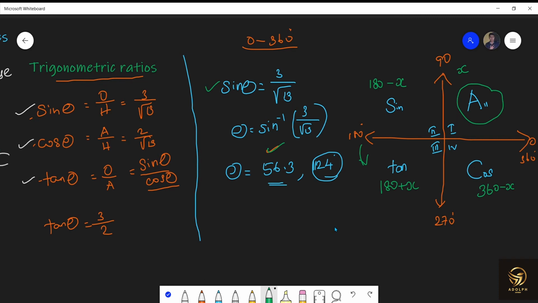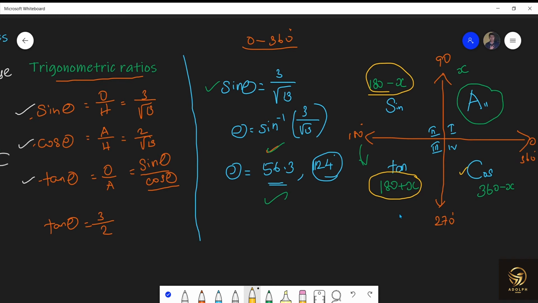I'm repeating: the first quadrant value of all three trigonometric ratios is what we get in the calculator. For the second value, if the ratio is sine, then do 180 minus x. If it's tan, then do 180 plus the calculator value. And if the ratio is cos, then use 360 minus the calculator value to get the second angle for cos.